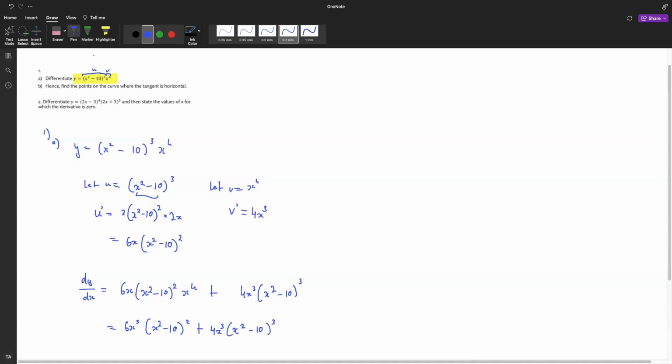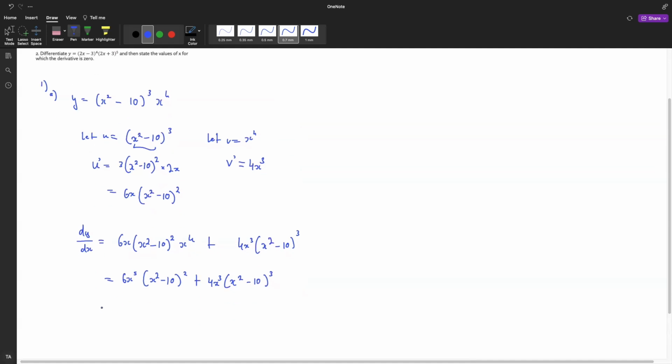Now taking out the like terms, in terms of numbers 6 and 4, the common factor would be 2. And we've got x to the power of 5 and x to the power of 3, so we can take out x to the power of 3. We've also got x squared minus 10 to the power of 2 as a common factor. Inside, what's left over is 3x squared plus 2 bracket x squared minus 10.